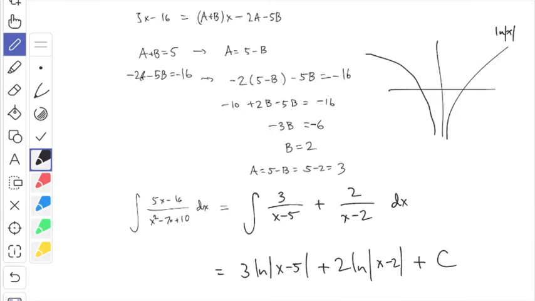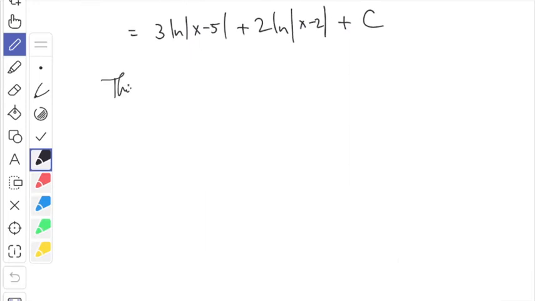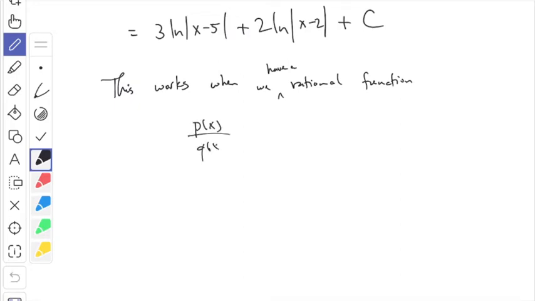Great. So this partial fractions trick, let me just say, works when we have a rational function. Rational function, remember, I left the word out. Two words. When we have a rational function, that means a fraction of polynomials, right? Something like p of x divided by q of x. This will work when we have a rational function where the degree of the bottom, the denominator, is greater than the degree of the numerator.